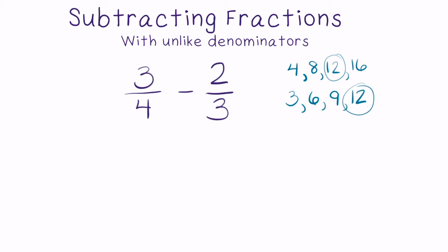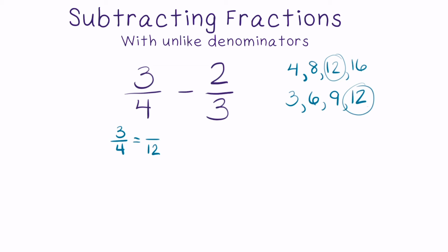Now that we know this, what we can do is take each of the fractions in the problem and convert them to twelfths. Once our problem is represented as having common denominators, we can subtract. Let's start with 3/4. We have to convert 3/4 to a fraction represented in twelfths.